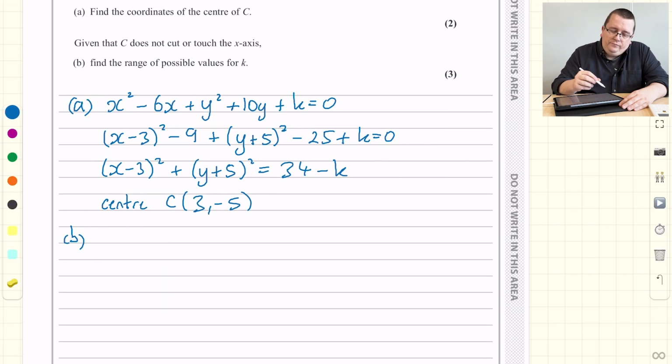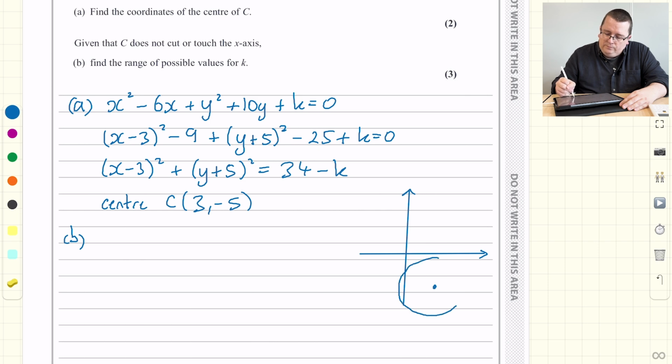Part B. Given that C does not cut or touch the x-axis, find the range of possible values for k. So let's just draw a quick little sketch of what's going on here. So we have a circle centred at 3, minus 5. So 3 along, 5 down, somewhere about there. And then your circle is doing something like that. So that distance is your radius.